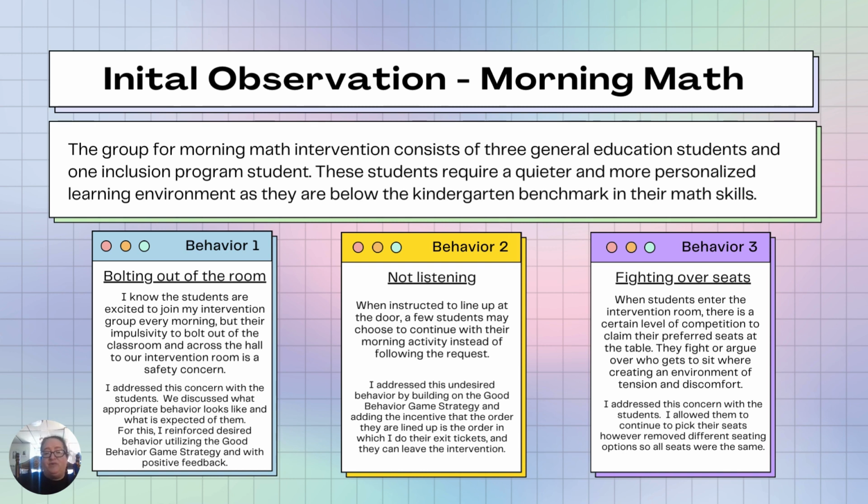Behavior 3. This one was a huge problem, and it was fighting over seats. When the students enter the intervention classroom, there is a certain level of competition to claim their preferred seating. And they fight and argue over who's going to sit where, creating an environment of tension and discomfort.